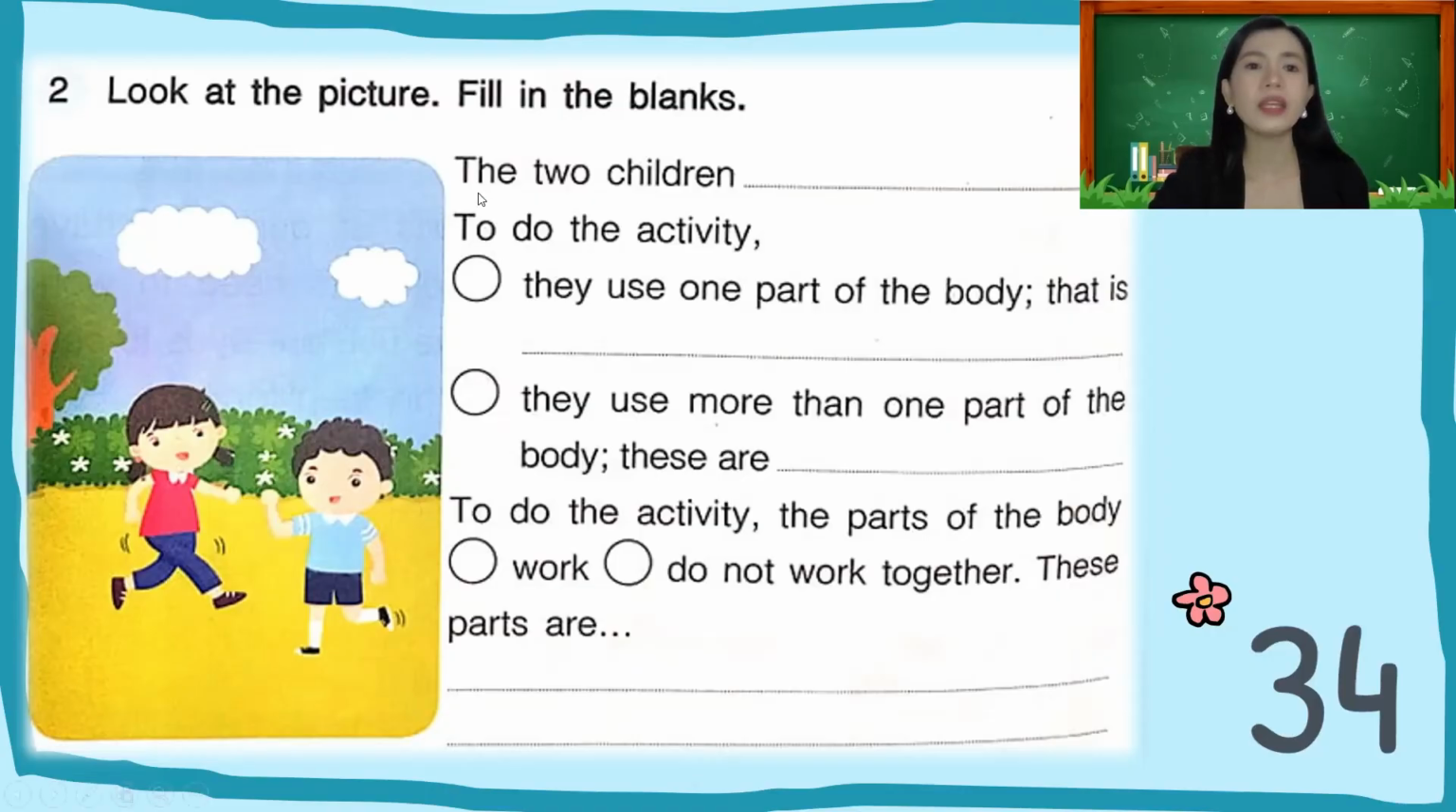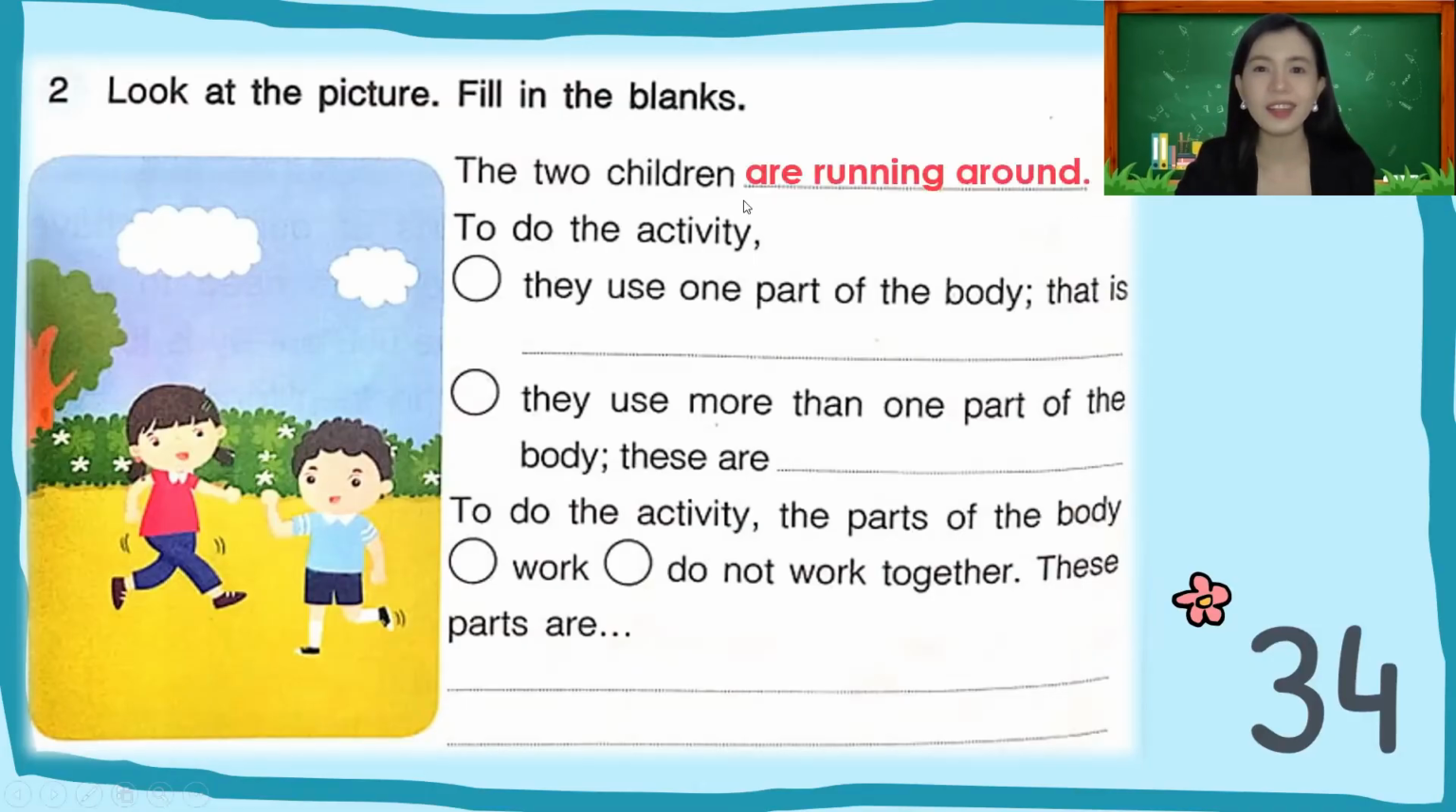Now, let's read. Let's start with the 2 children blank. What are they doing again? They are running around. For the next one, you are going to choose your answer from these 2 circles. Let's try to read. To do the activity, your choices are, they use one part of the body. Did they use one part of the body only? Or they use more than one part of the body? Did they use more than one part of the body?